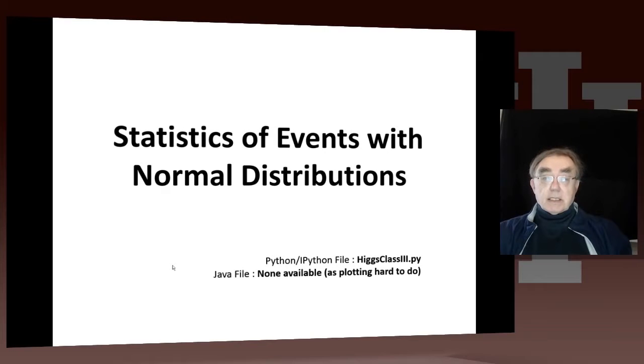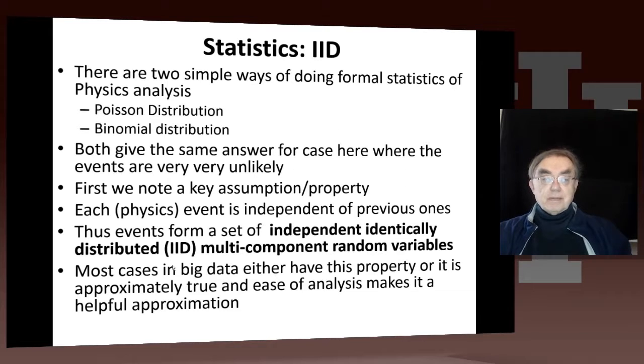Hi, this is the third lesson of the third unit on physics use case, and we'll describe a little bit of details on statistics of events with normal distributions, which underlies a lot of what's seen when we do the proton-proton collision analysis for the LHC. So we first have to do what I promised you.